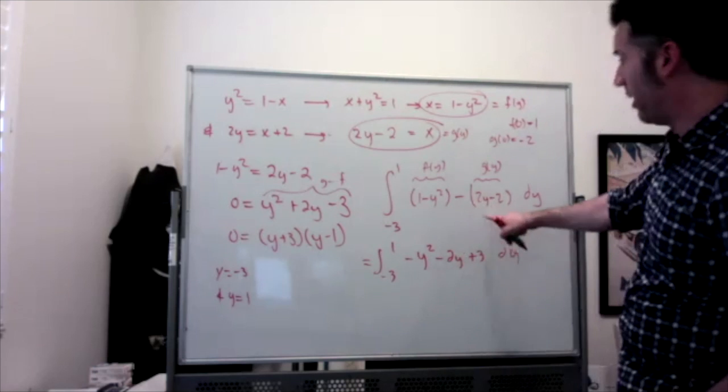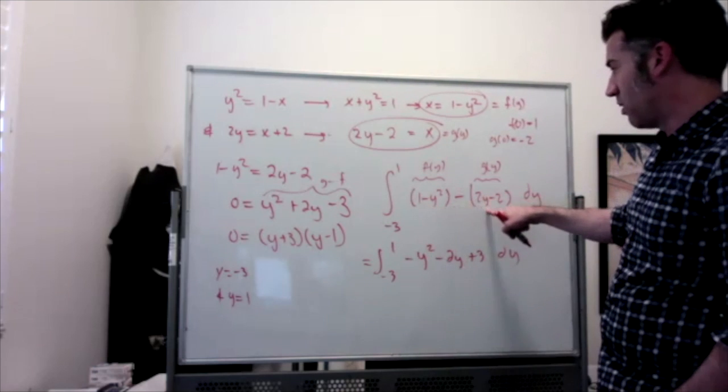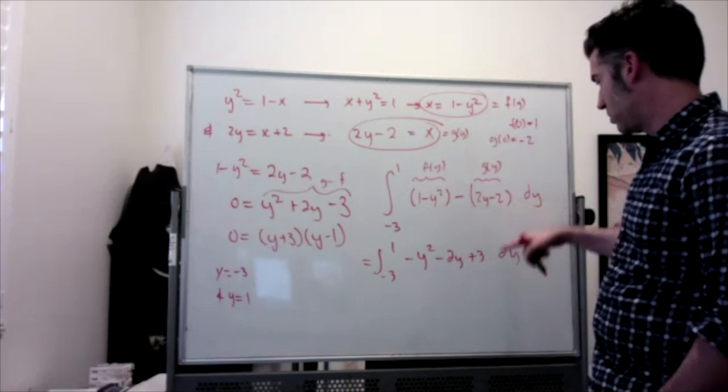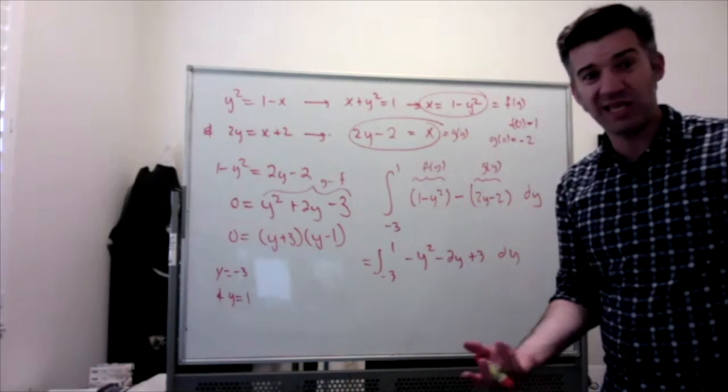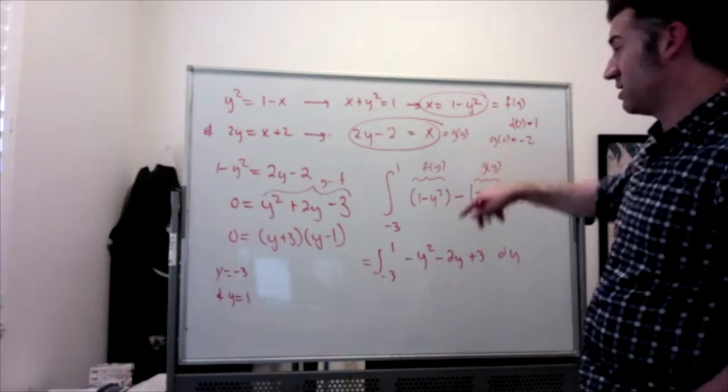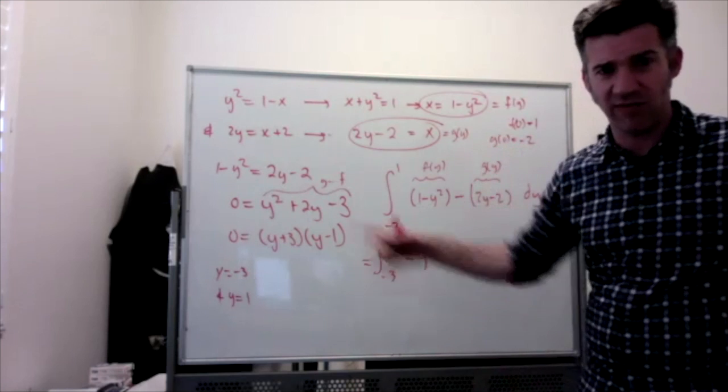Or you could work it out, right? I got a negative y squared, I've got a minus 2y, and I've got a 1 minus minus 2, which is a plus 3. I'm just trying to save you some time, right? If you notice these things, you're like, oh yeah, I'm just subtracting in the other order. I've already got that over there.